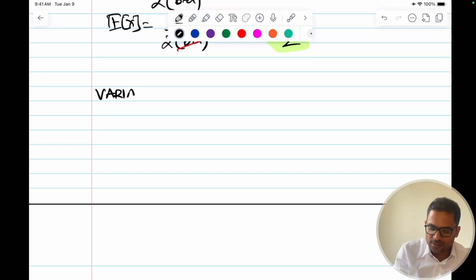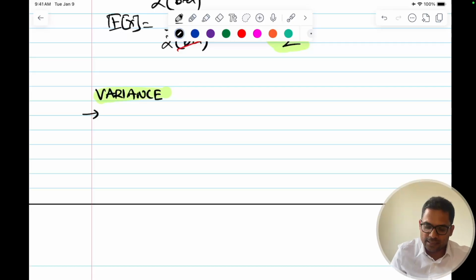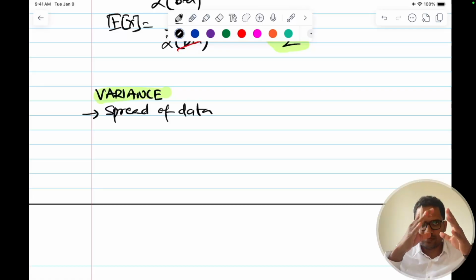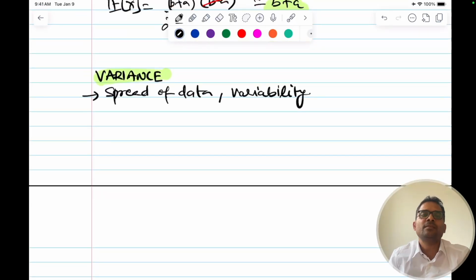So what is variance? What does it tell me? Variance gives me the spread of data, how spread out the data is, right? Spread means how it is positioned around the mean, whether it is very close to the mean or all the data is scattered away from the mean or it's all over the place. Spread of data or variability, how much variation is there. This is what it means.